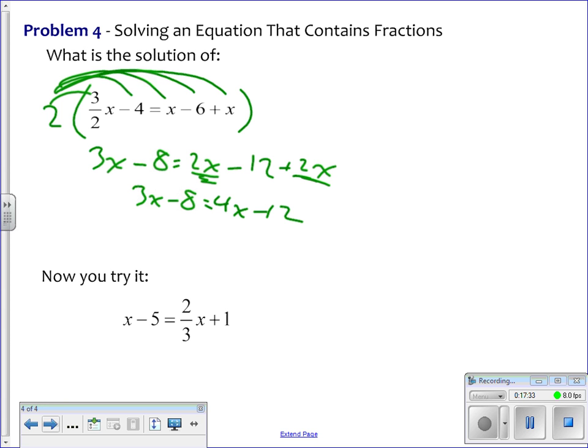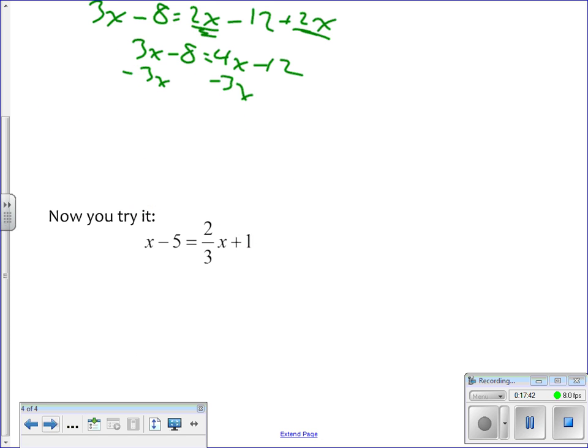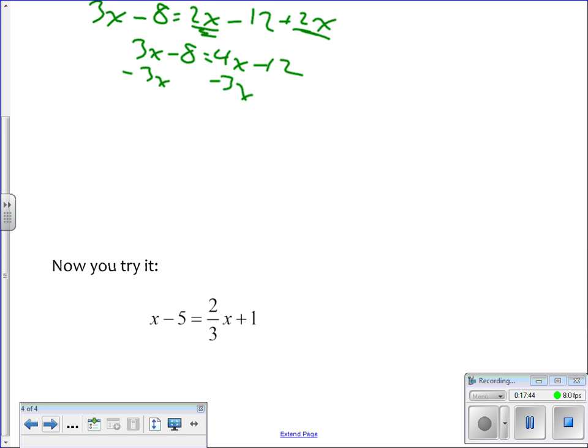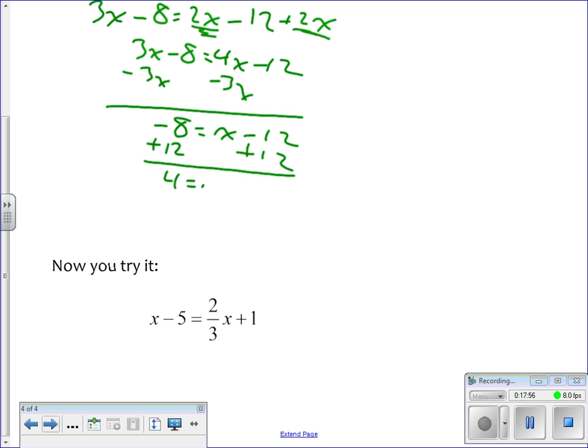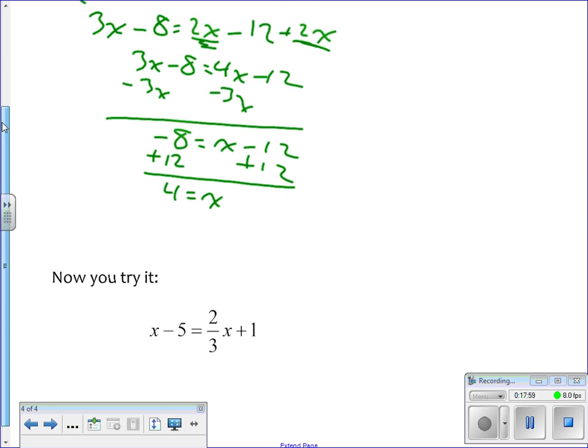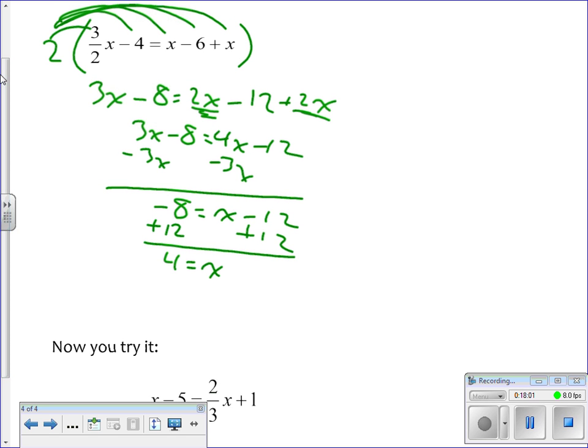What's smaller, 3 or 4? 3. Subtract 3x from both sides, and I can cheat. I get negative 8 equals x minus 12. Add 12. And x equals 4. It's a lot of steps, but first step, get rid of the fractions, and then from there it's easy.